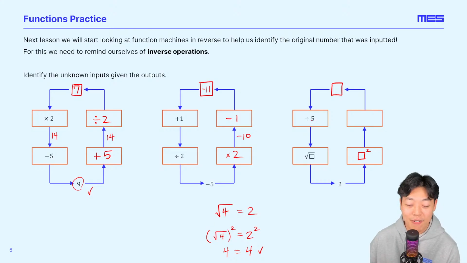Now, dividing by 5, the inverse of that would be to multiply by 5. So let's take it step by step. Follow the arrows. 2 squared is 4, and then 4 times 5 gives us 20. We can go back in this original order, original flow, to get back to 2 as well.